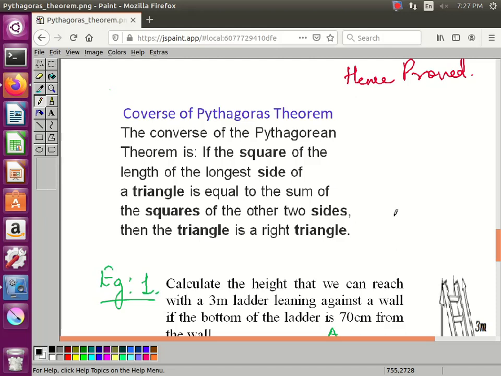So the converse of the Pythagorean theorem is just the reverse of whatever we have learnt in Pythagorean theorem. If the square of the length of the longest side equals the sum of the squares of the other two sides, then that particular triangle is a right triangle, okay? So that's all we need to know in this.